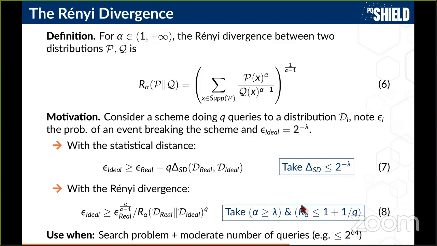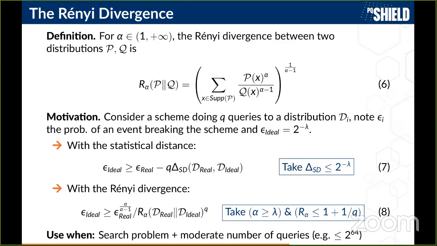I see. So showing a small Renyi divergence between ideal and real is a stronger statement, and you get something stronger out of it. Yeah, indeed. And that's why we cannot always use the Renyi divergence, because there are cases where the Renyi divergence will be infinite.